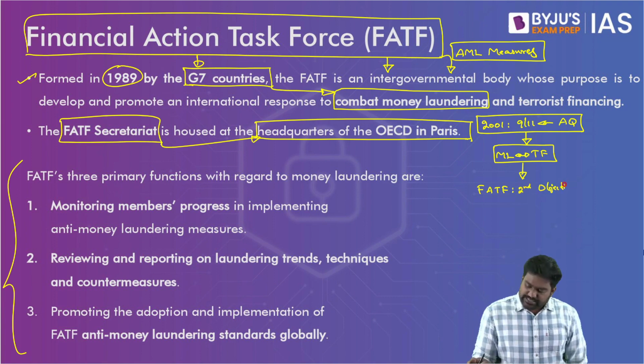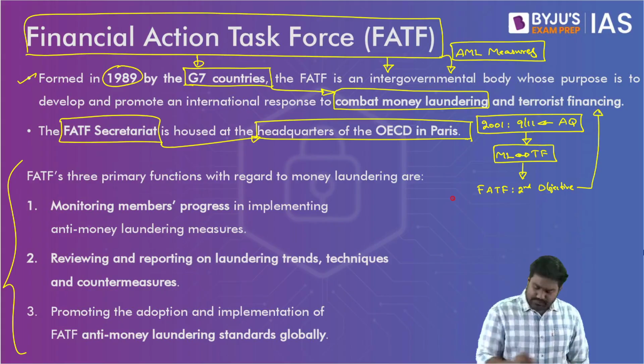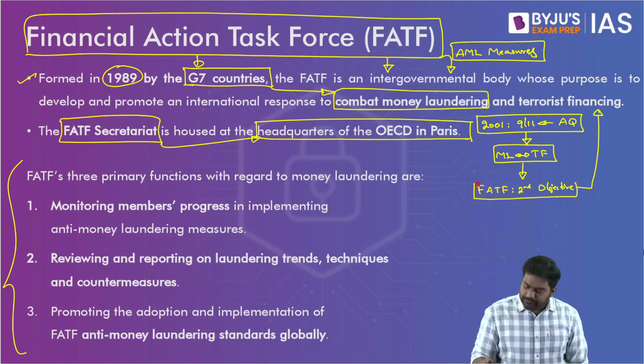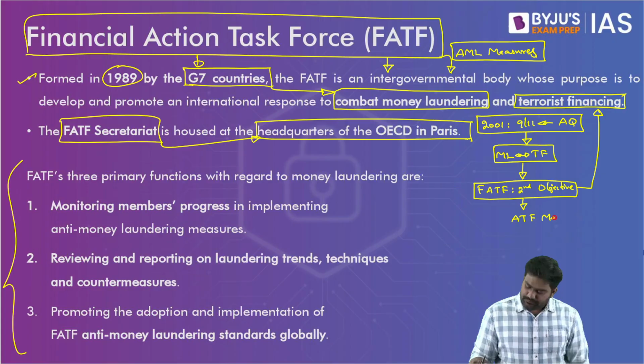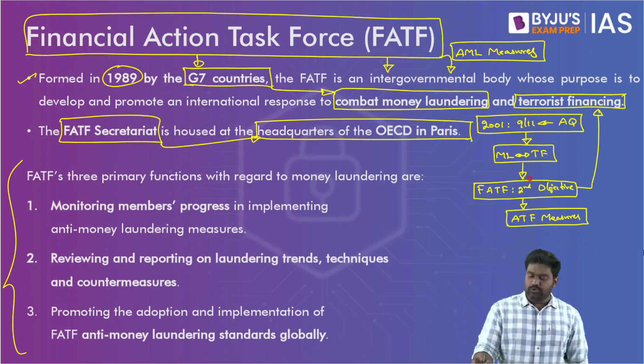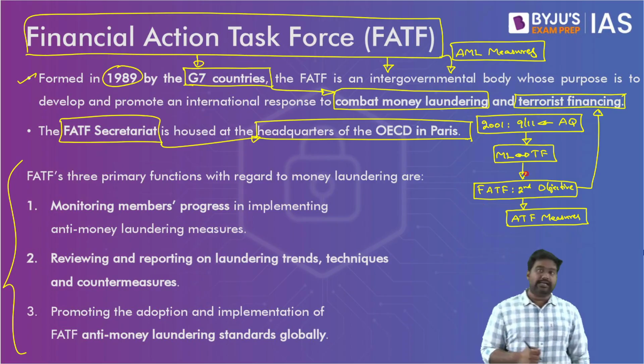It was given a second objective, which is to combat terrorist financing. So, this was added later. Kindly remember this point as well. The anti-terror financing measures were added later in 2001 after the 9/11 attacks.